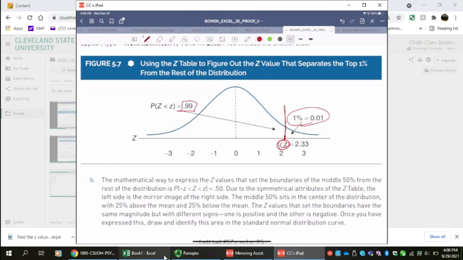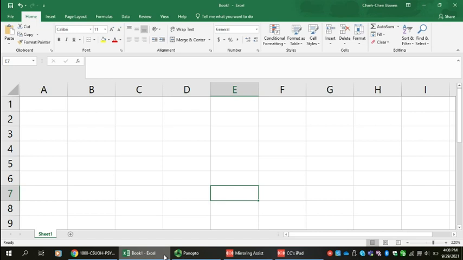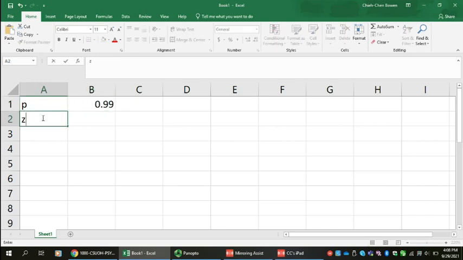So let's jump into Excel to find this answer. So we have the p-value as 0.99, the 99th percentile. We need to find what is the z-value that separates the top 1% from the rest, the 99%.